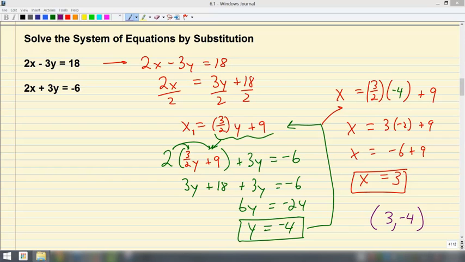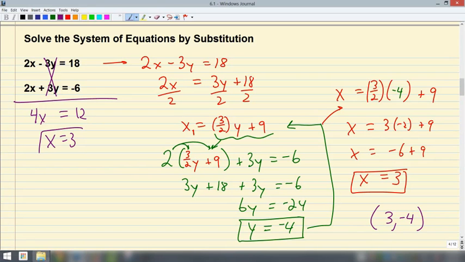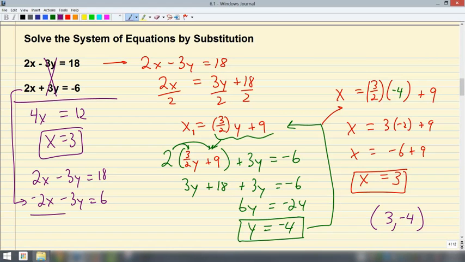Focus back over on these equations here, and we're going to add them up. 2x plus 2x is 4x. Negative 3y plus 3y goes away. Equals 12. x equals 3. You could say 2x minus 3y equals 18, and you could take the second equation, multiply everything by negative 1. Negative 2x minus 3y equals 6. And when you add these together, the x's cancel, and you get negative 6y equals 24, y equals negative 4. And now we have both coordinates.